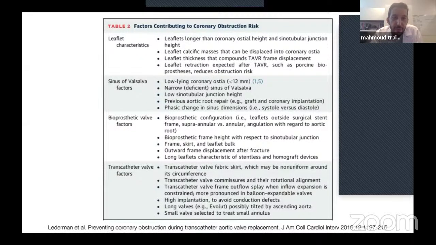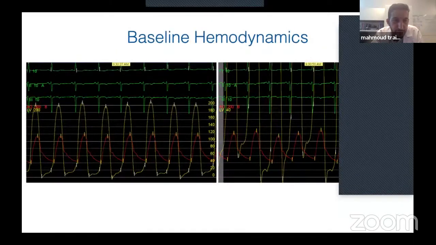So what are the factors when we look at coronary obstruction risk and how we decide? There are multiple factors: the length of the leaflets, where the calcium is located, where the coronary ostium is, and how big the sinus is. These are all helpful features when evaluating patients, but often when the decision is made, the proof is in the pudding.